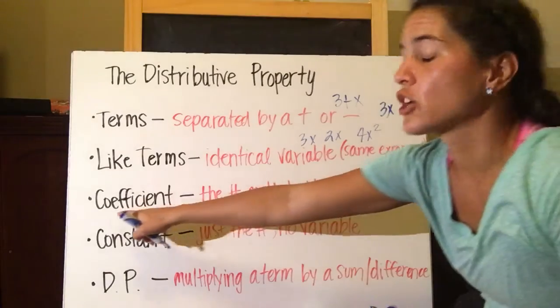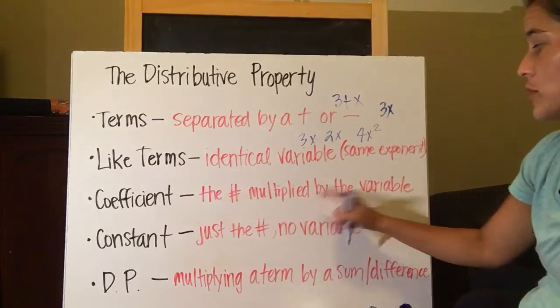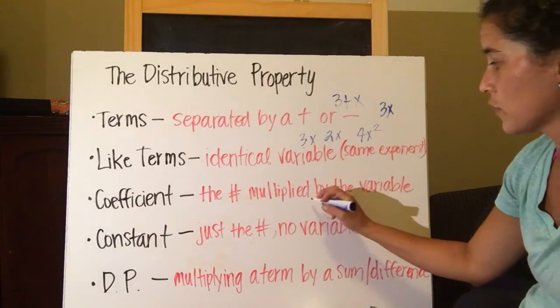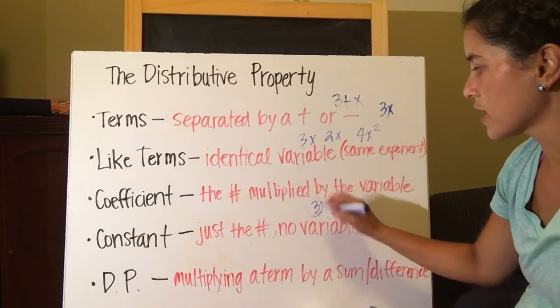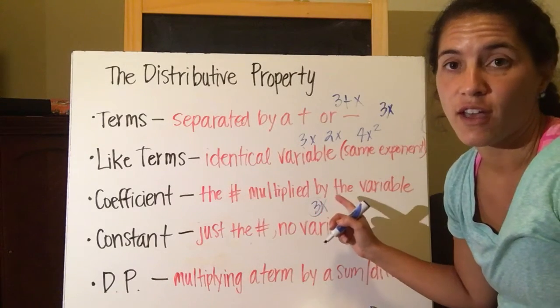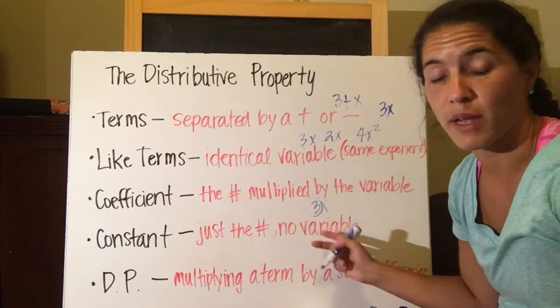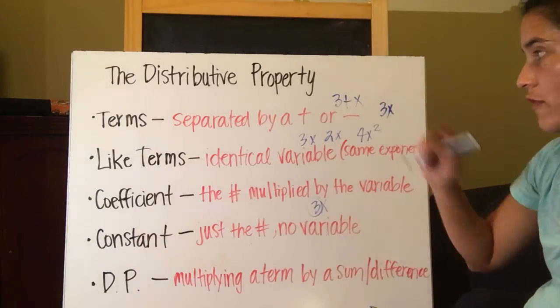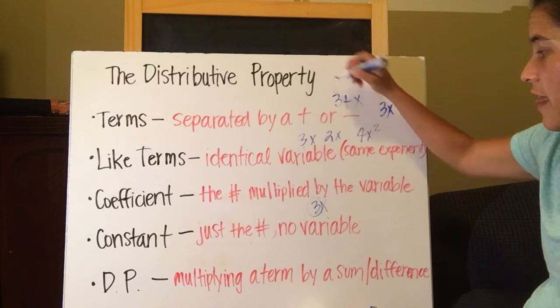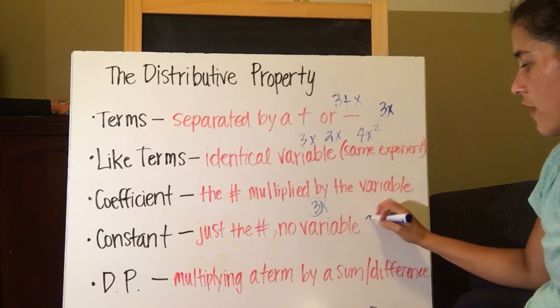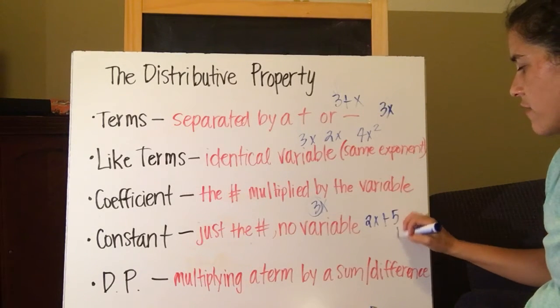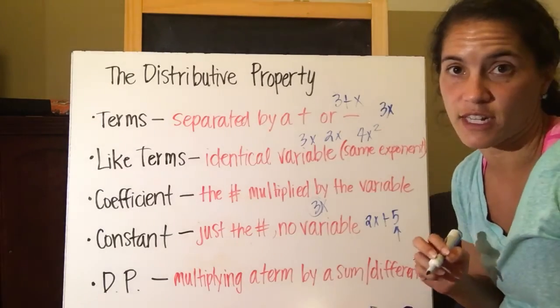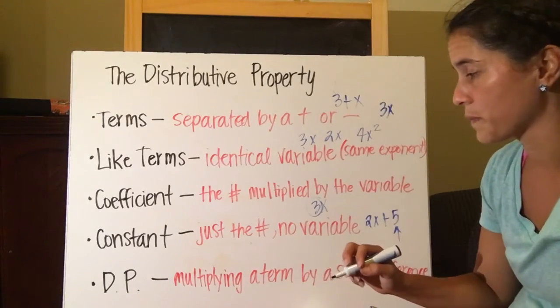All right. Coefficient is the number multiplied by the variable. So in this example, 3x, the 3 is the coefficient. So the coefficient is the number multiplied by the variable. A constant is just the number, no variable. So like up here, that is a constant. You could have 2x plus 5, and 5 is the constant. It's just a number, no variable.